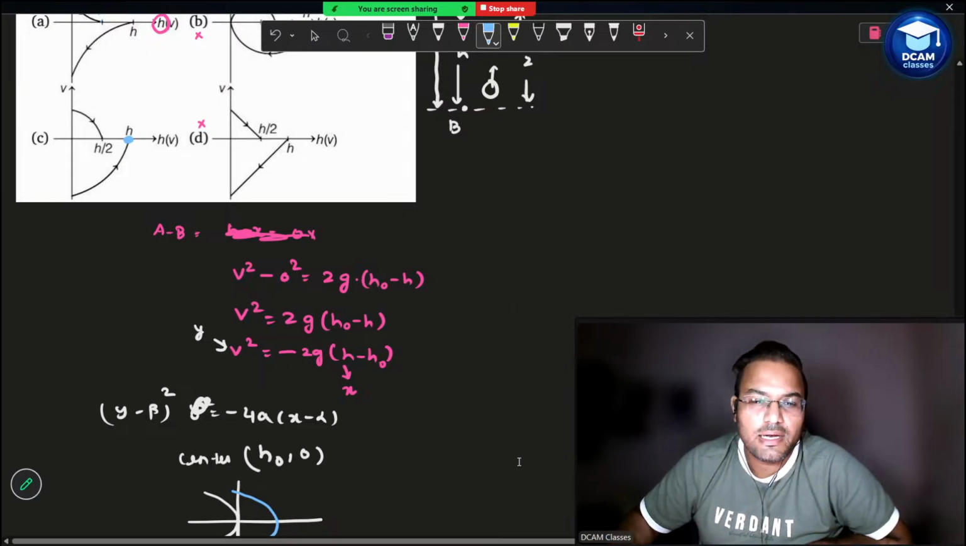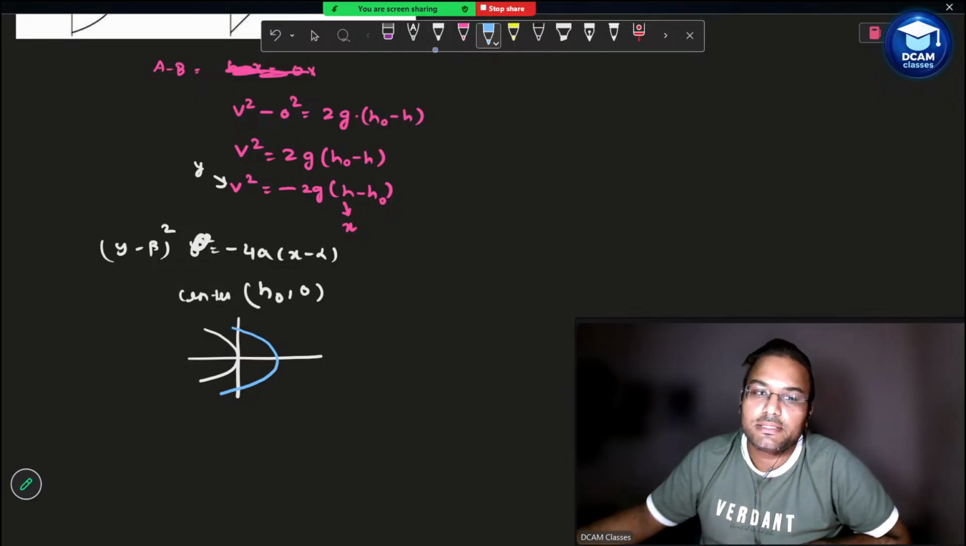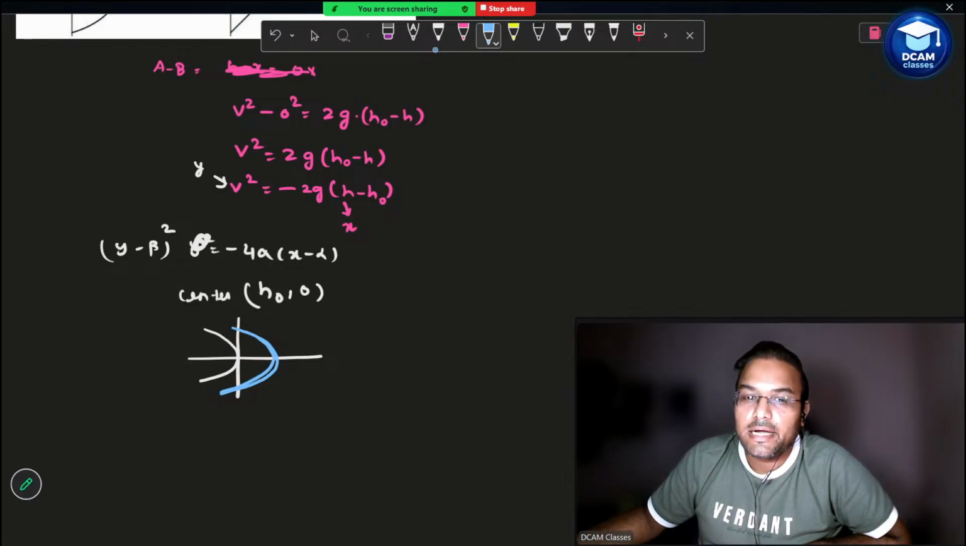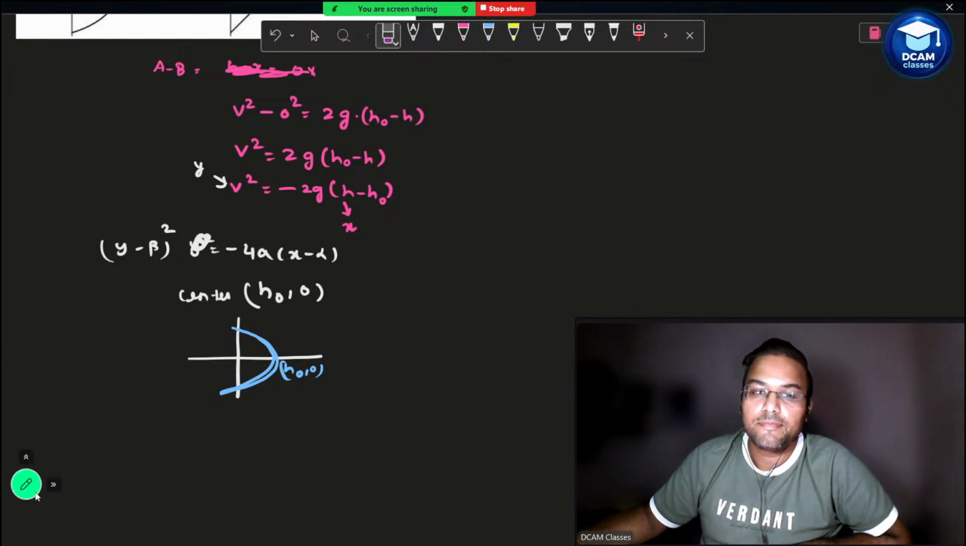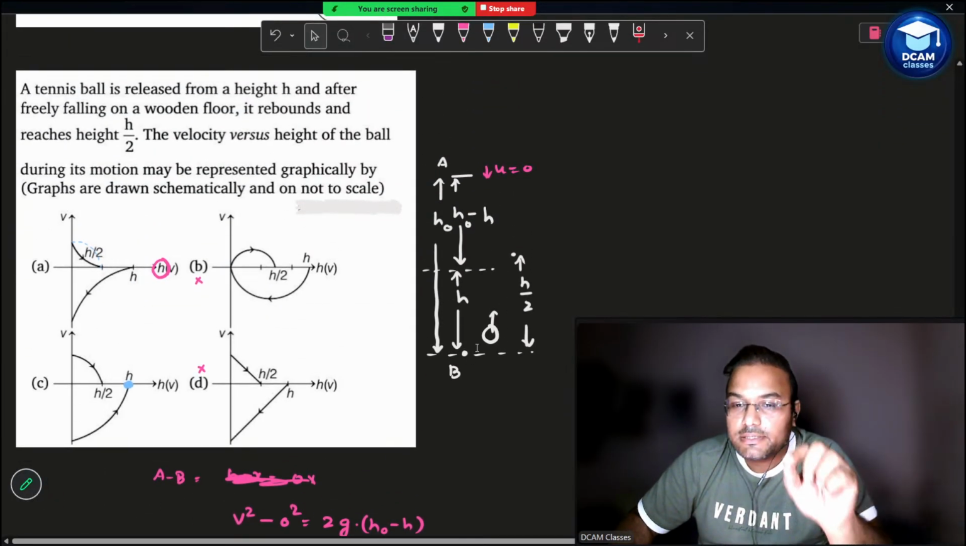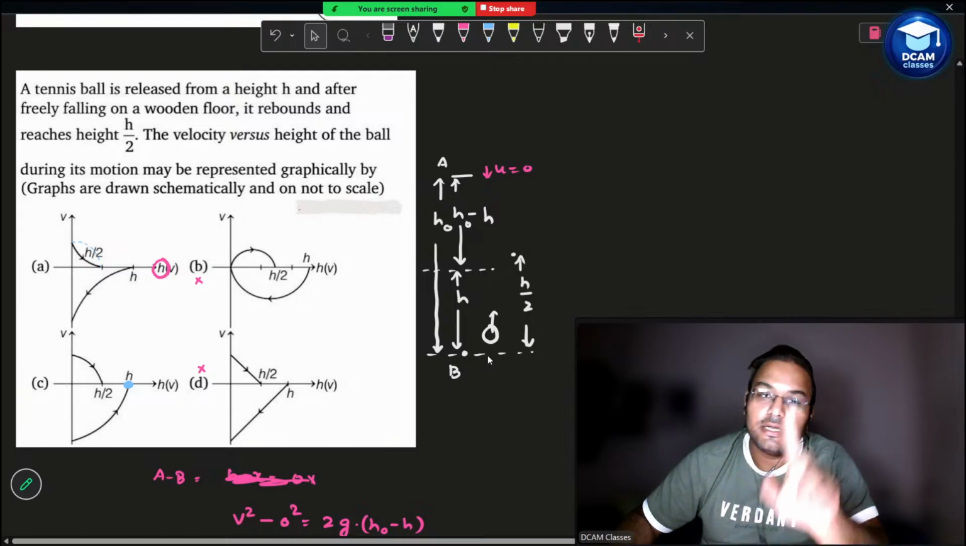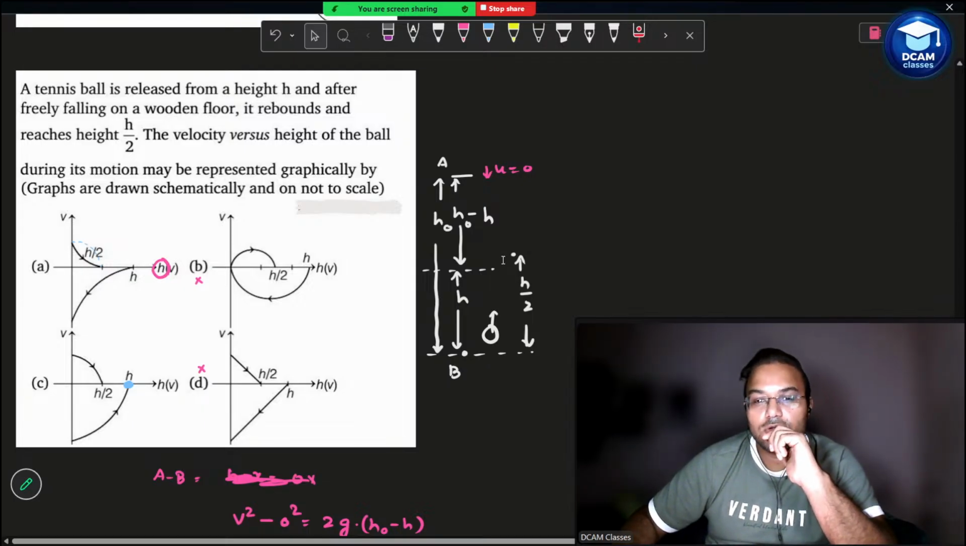Okay, let's see. Our graph for the first motion A to B would be like this. At h0, 0. Okay. Now coming to the upward motion, velocity versus height of the ball during its motion, when it has struck the surface and is rebounding again. For that motion also you have to do the graph.